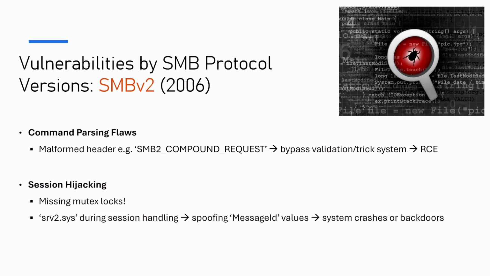Next we have SMB version 2. Even though it's much faster and introduced HMAC SHA-256 for message signing, there's still issues. It has command parsing flaws, so malformed headers like SMB2 compound request is abused to bypass validation or trick systems into executing remote code execution. Then we have session hijacking. Missing mutex locks in the SRv2 system driver file during session handling allows ability to spoof message ID values to crash systems or open backdoors.